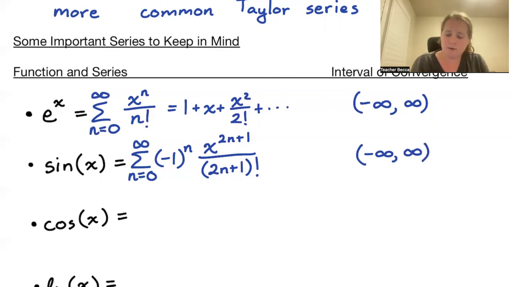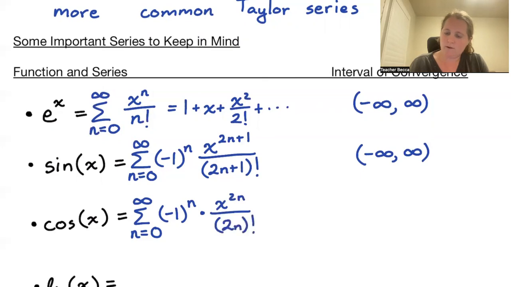Cosine is very similar. It's just that it'll be on the odds that go to 0. And so we get the even terms in our series. We'll have the sum from n equals 0 to infinity of negative 1 to the n times x to the 2n over 2n factorial. Again, this is on the entire real number line.